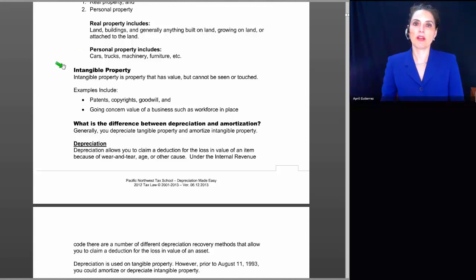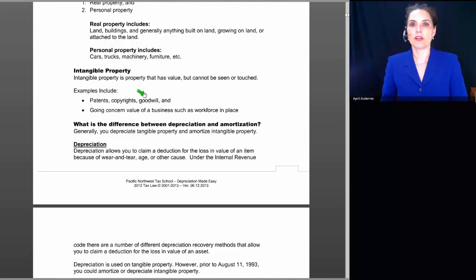Intangible property is property that has value but cannot be seen or touched, or that it's difficult to really perceive as you would a normal tangible object. And examples include patents, copyrights, goodwill, and the going concern value of a workforce in place. So let's talk about those two concepts for a minute. Let's first look at goodwill.